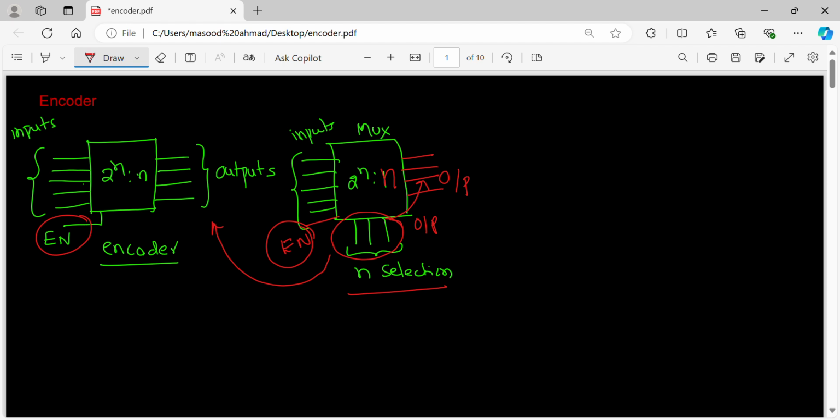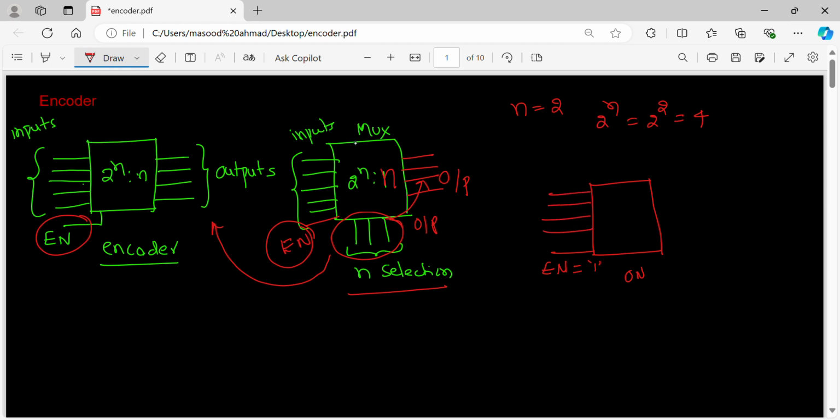Right. So now let's take an example encoder. Let's say n is equal to 2. So 2 power n, which is 2 power 2, is 4. Your encoder circuit will have an enable which can be active high or active low. Here I am taking active high. If it is 1, it is on, it works. Now for this I am going to have 4 inputs.